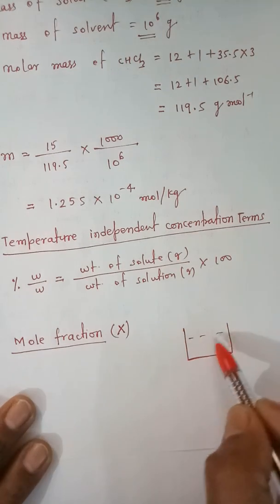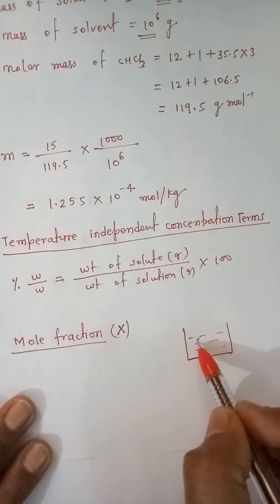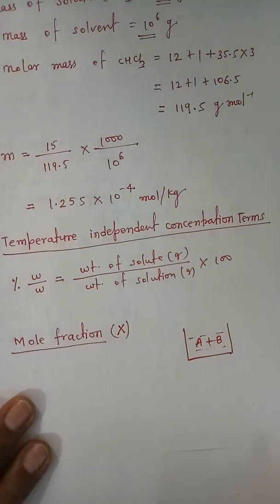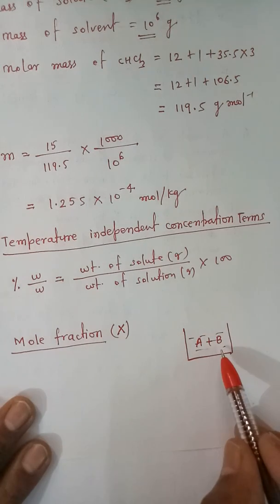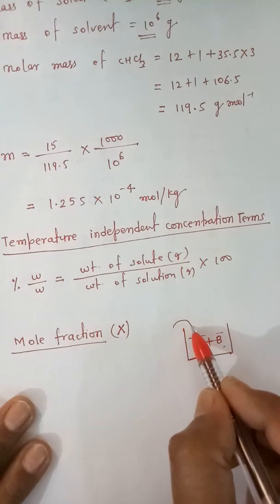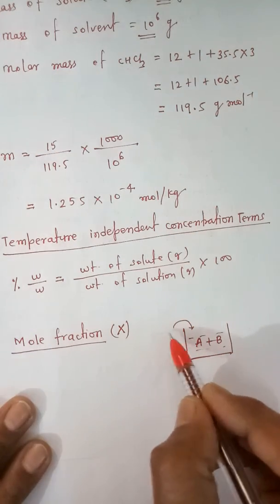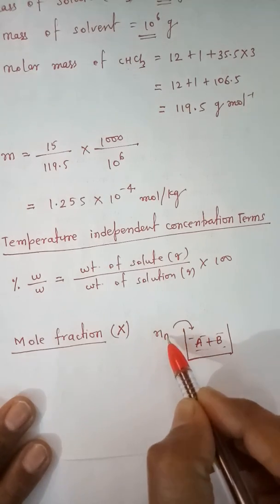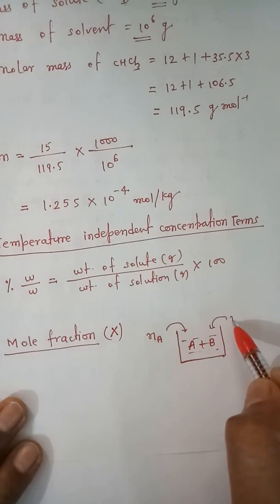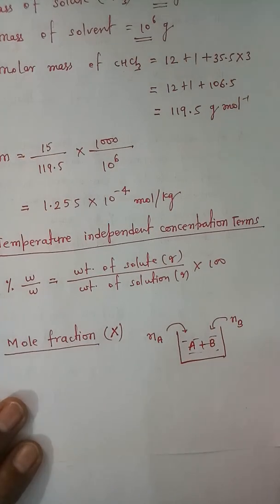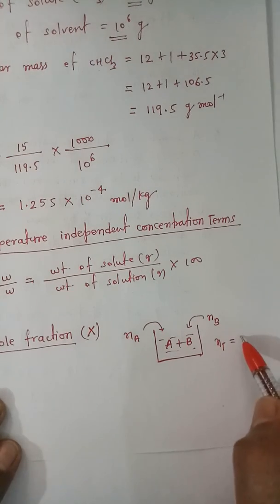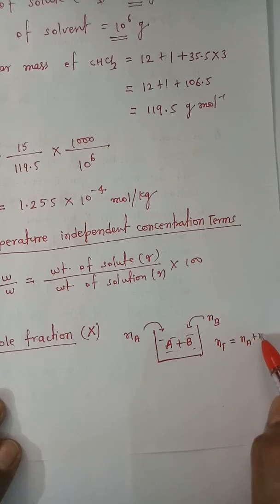Suppose we have a solution in which two components are present, component A and component B. Binary solutions we have, and two components are there, one is solute and one is solvent. So in this solution, suppose you have taken number of moles of component A, Na, and number of moles of component B, Nb, and total number of moles equals Na plus Nb.